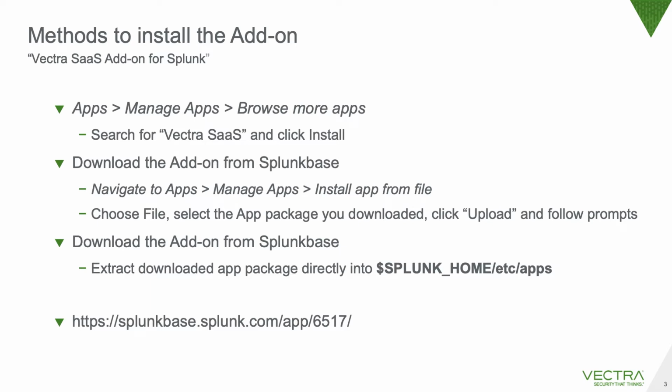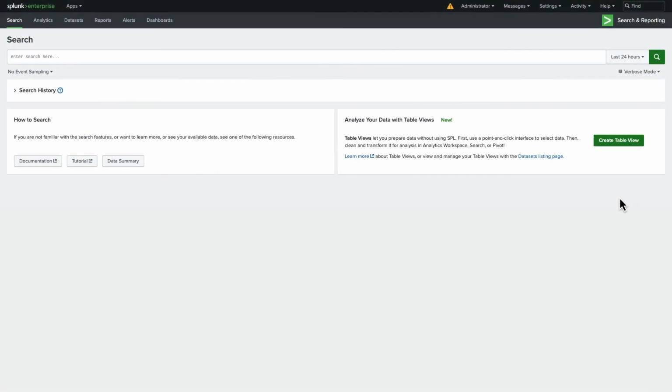In your Splunk instance, you can browse for more apps, find the Vectra SaaS add-on for Splunk, and click Install. You can also download the add-on from Splunkbase, and then navigate to Manage Apps and choose the option to install the app from a file. You can also extract the downloaded app directly into your etc/apps folder inside your Splunk home folder. Once you've installed your add-on in all the required locations, it's time to configure it.